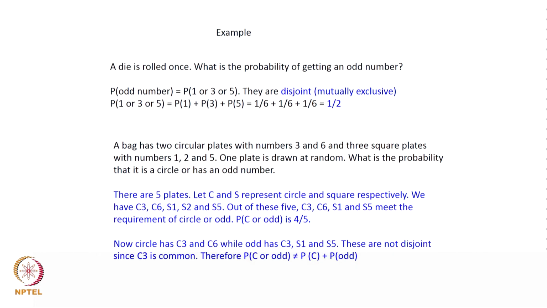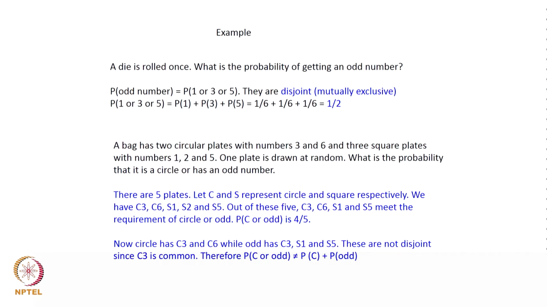Now, look at another example. A bag has 2 circular plates with numbers 3 and 6 and 3 square plates with numbers 1, 2 and 5. One plate is drawn at random. What is the probability that it is a circle or it has an odd number? Now, there are 5 plates. So, let C and S represent the circle and the square plate respectively. So, we have one plate which is called C3, which means a circular plate with number 3. We have another plate which is C6, which is a circular plate with number 6 written, and the 3 square plates are S1, S2 and S5.